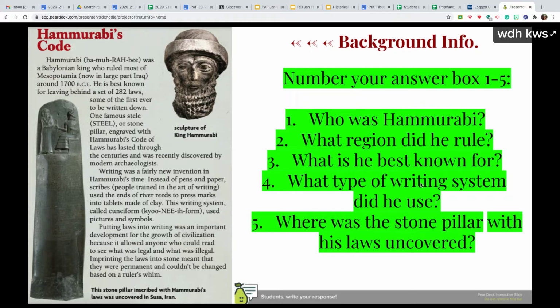Okay, in the box you have 5 questions. You need to number your box 1 through 5. Beside number 1, you're going to answer, who was Hammurabi? Type it beside number 1. Did you type it? Okay. We're not answering out loud, we're typing in the box.